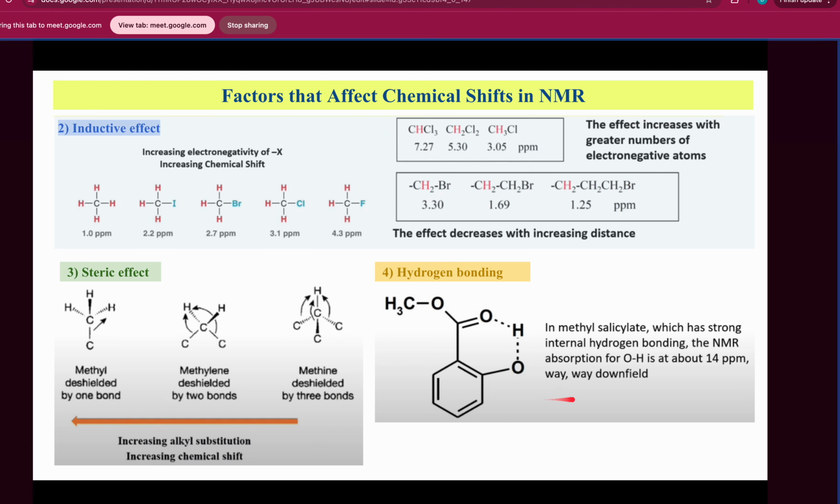So from this slide, the things we need to keep in mind are electronegativity, distance, steric effect, and the number of alkyl groups attached to the carbon. The fewer alkyl groups, the greater the increase in chemical shift values, and the higher the hydrogen bonding, the more the de-shielding and the higher the chemical shift. So these are the four factors which play an important role in chemical shifts in NMR.